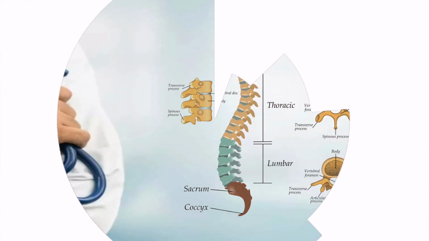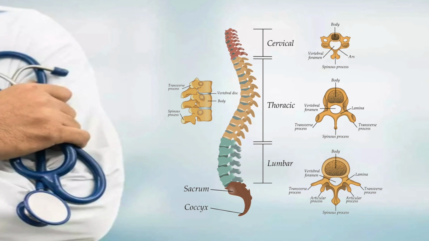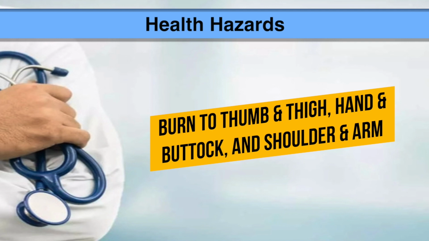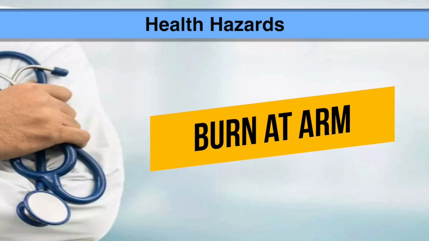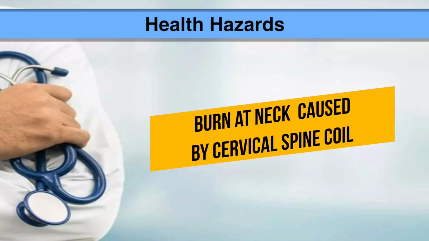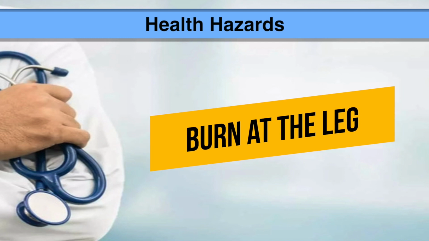In MRI, there is the coil which is used to hold the patient while conducting the procedure. Electrical injuries as well as accidents have also been reported because of that coil. The coils normally used are the cervical thoracic lumbar, that is CTL, shoulder, cervical spine, and also knee. The CTL coil caused burns to the thumb, thigh, hand, buttock, shoulder, and arm. The shoulder coil caused a burn at the arm, the cervical spine coil caused a burn at the neck, and the knee coil caused a burn at the leg. Apart from this, there were some sustained skin burns from contact with the coil cables. So these are some of the accidents one can expect in the healthcare sector.